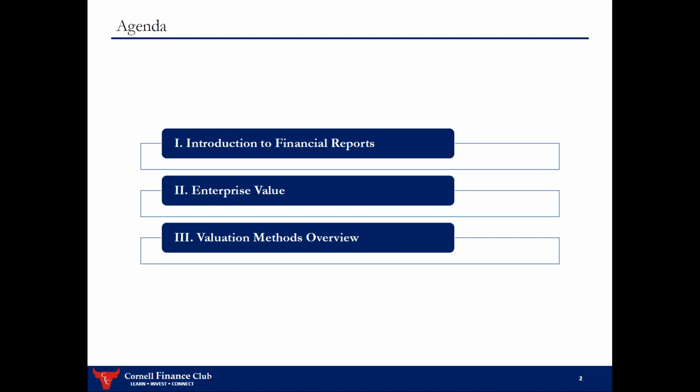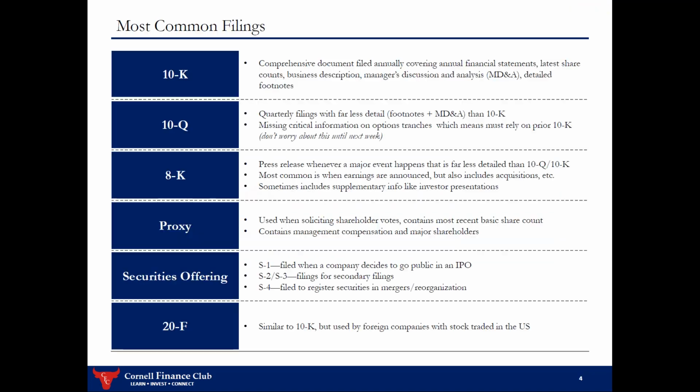Cool. So basically, the most common types of filings are the 10K, the 10Q, the 8K, the proxy, a securities offering, and the 20F. The 10K is filed annually, and it's a very comprehensive document covering annual financial statements, latest share counts, business description, management's discussion and analysis, and detailed footnotes on the results of operations.